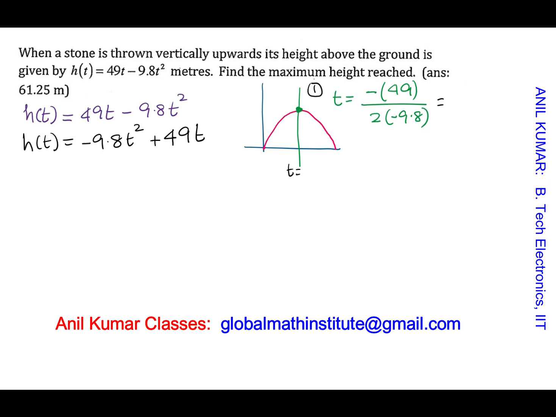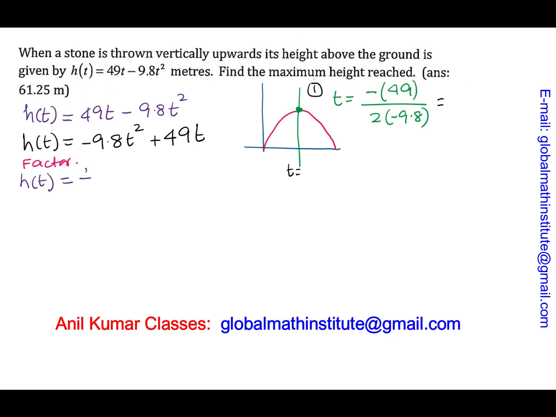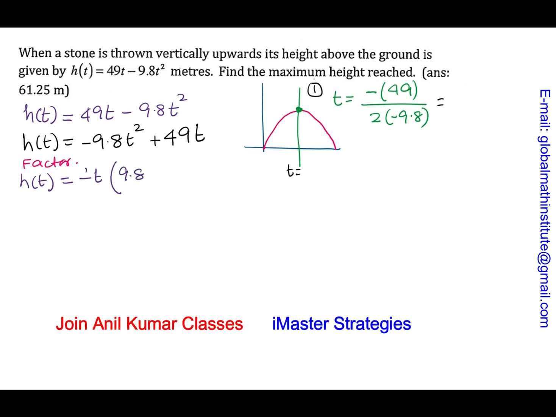The second method to find this time will be factoring. So let me factor. If I factor this equation, what do I get? I get h of t equals 2. So let's factor t out. So that's, let's say, minus t out. Okay. So we get 9.8 t minus 49.